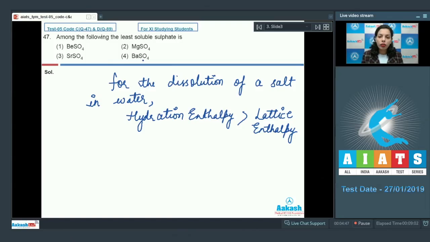Sulfate ion is there along with this. In this case, lattice energy is quite high as compared to hydration enthalpy, and hydration enthalpy is not sufficient to break the lattice of this salt. It means it is not soluble in water. So I'll choose option 4 as the correct option because barium sulfate is here, and this is the least soluble sulfate.